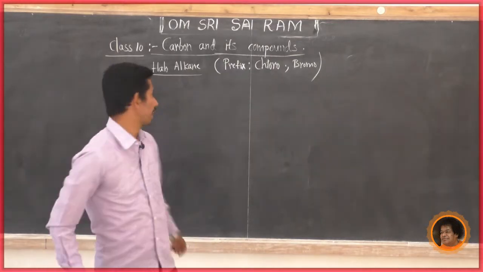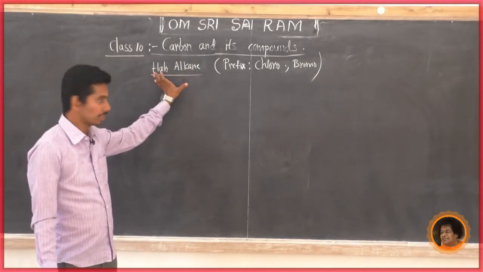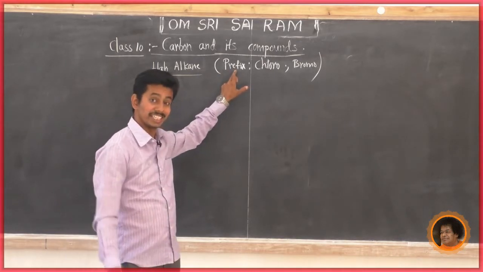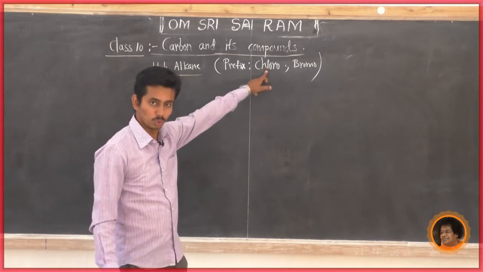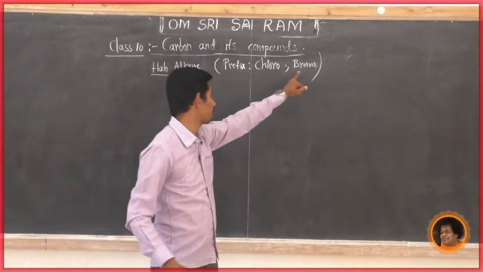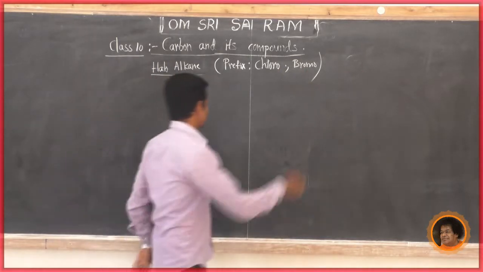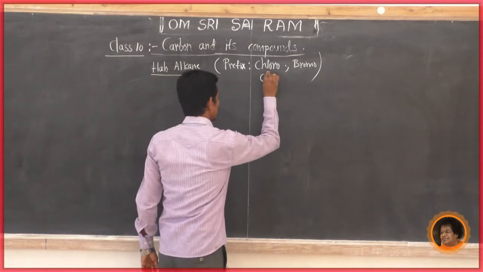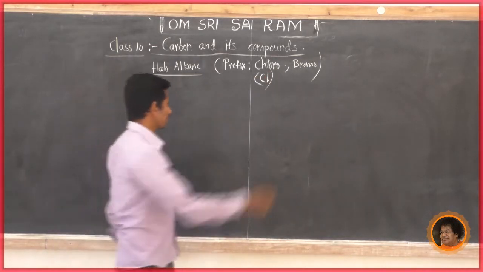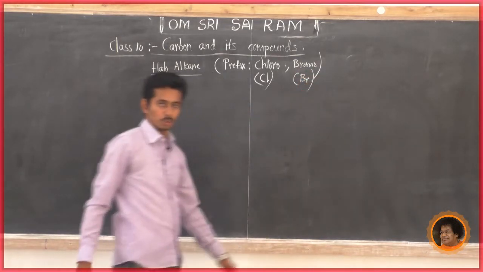The next type of organic compound is haloalkane. Now, haloalkane: it has a prefix. Why is it a prefix? It starts with chloro or bromo. Then its functional group: chloro means Cl. What is the functional group of chloro? That is Cl. What is the functional group of bromo? That is Br. This is bromo.